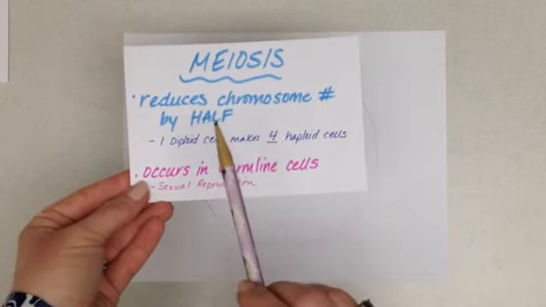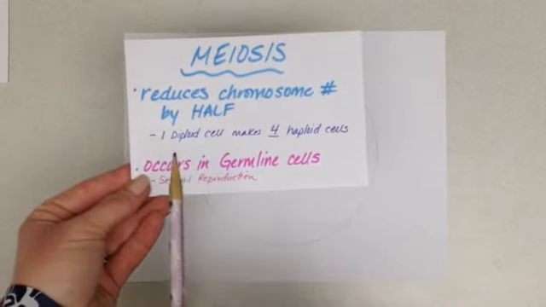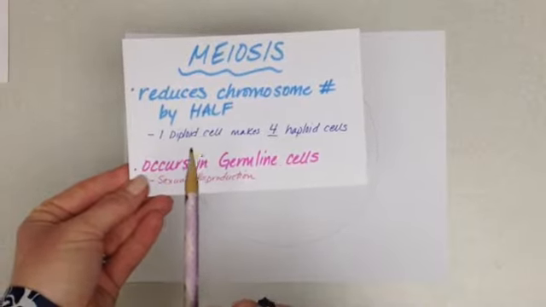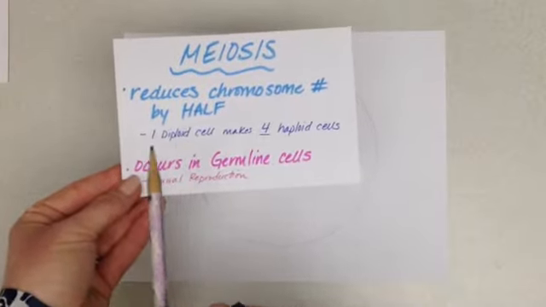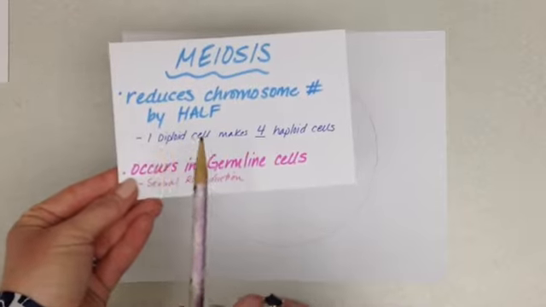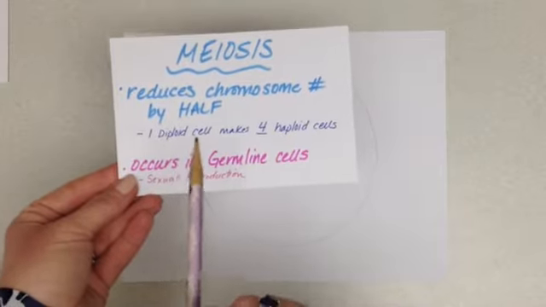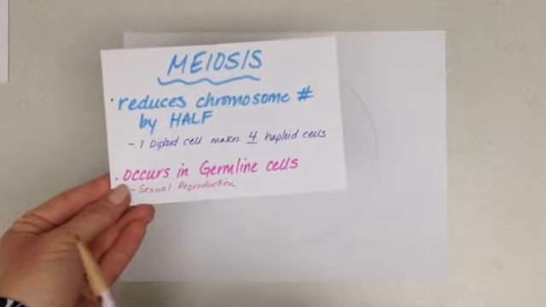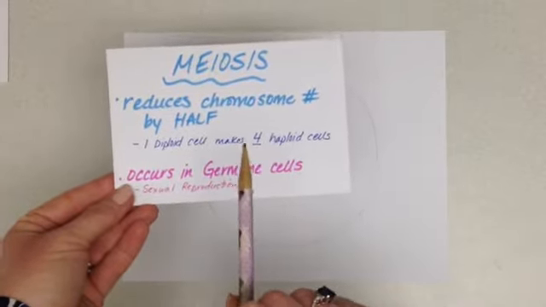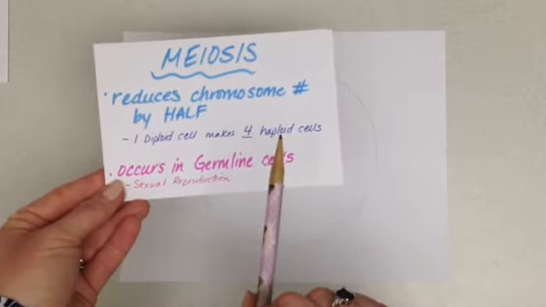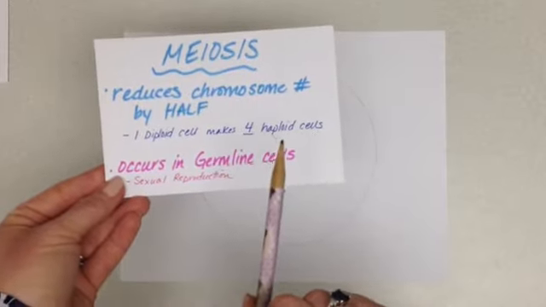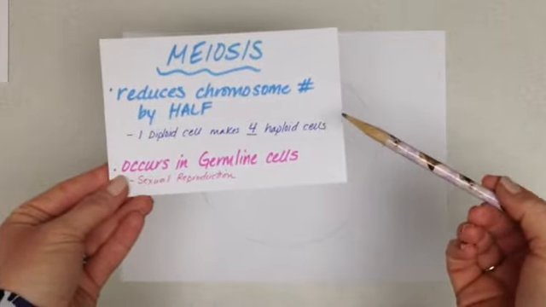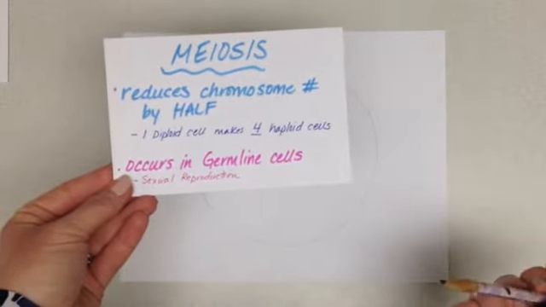number by half. So typically what we're going to do is start with one diploid cell, meaning it has two complements of our chromosomes. We've got homologous chromosomes. We're going to take that diploid cell, and through the process of meiosis and its two cellular divisions, we are going to create 4 haploid cells, cells that have one full complement of chromosomes and do not have homologous chromosomes.